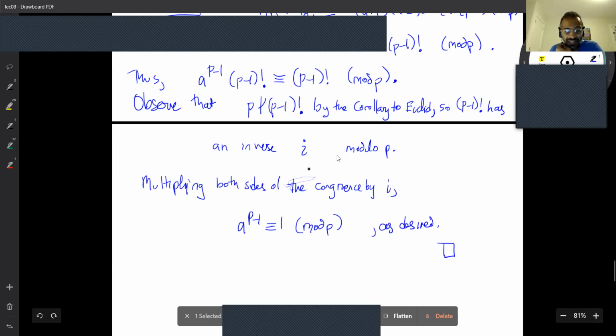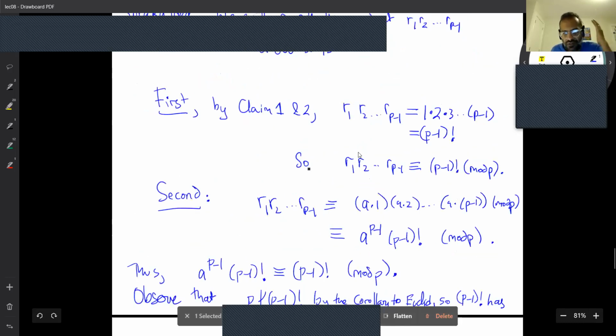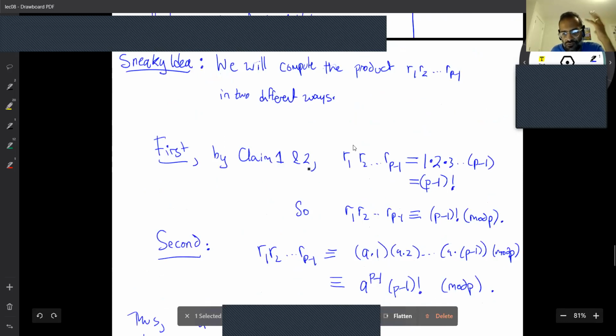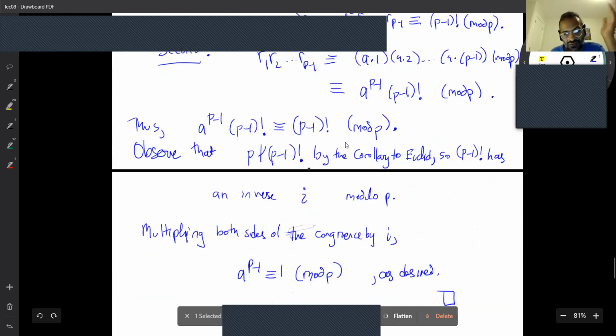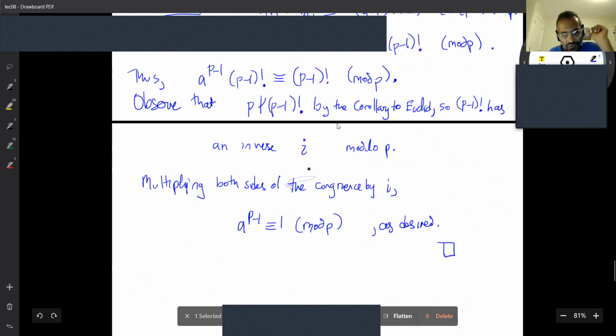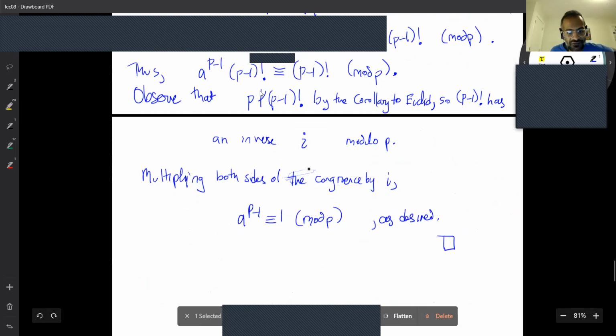Okay, so it's a very sneaky proof. You have to somehow dream up this idea to compute this product, and you have to compute it two different ways. And this is the easiest way to prove this, actually, but it's a really remarkable fact that we'll be using a lot in the next lectures. So anyway, that's the end of today's lecture.